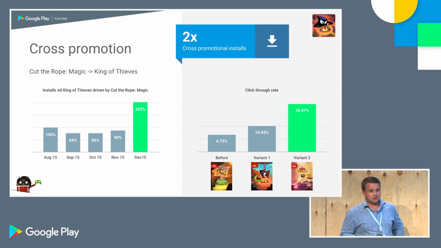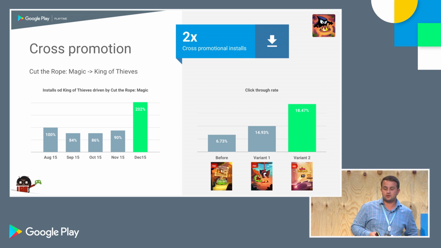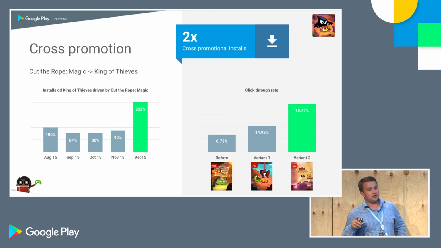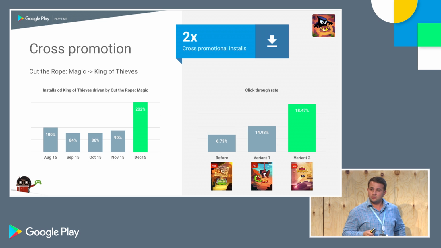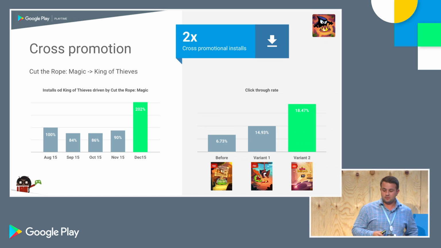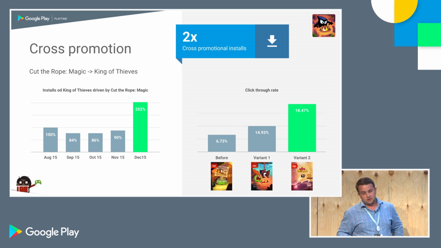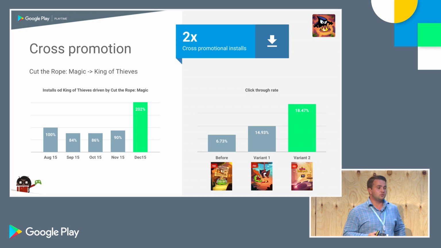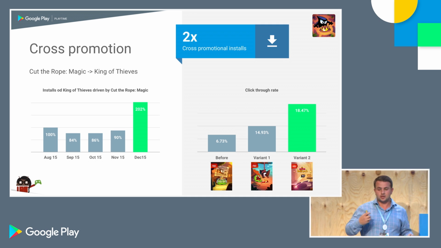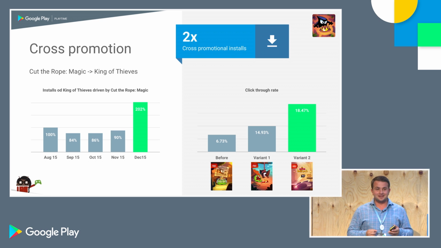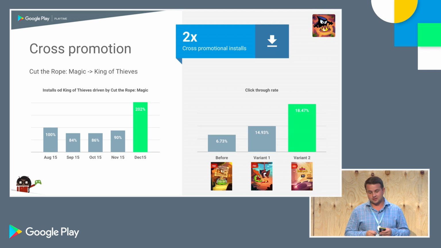Another example, this is the cross-promotional factor which I mentioned. These are the installs that are being driven by Cut the Rope, which we all probably know, to King of Thieves. So here again, amazing results were reached in terms of conversion to installs. And on the right part, you can see different examples of icons that were used for reaching those objectives and the impact they have.